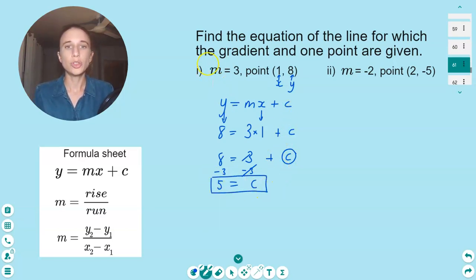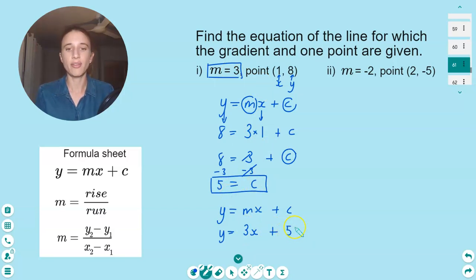And we're also given m. So now we can write the equation of the line, because all we need to write an equation of a line is m and c. And we leave x and y in there. So I'm just going to substitute them back. y equals mx plus c. y equals 3x plus c, which is 5. And we're done. When writing an equation of the line, you leave y and x in.